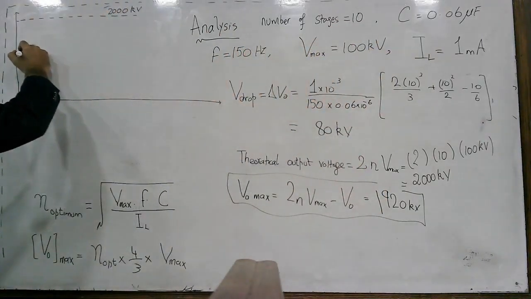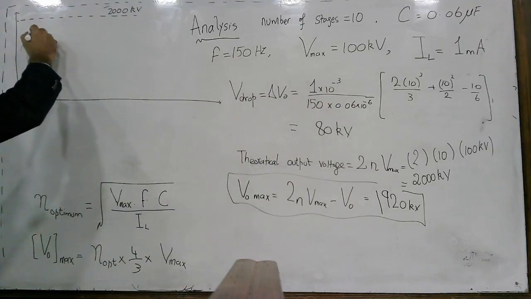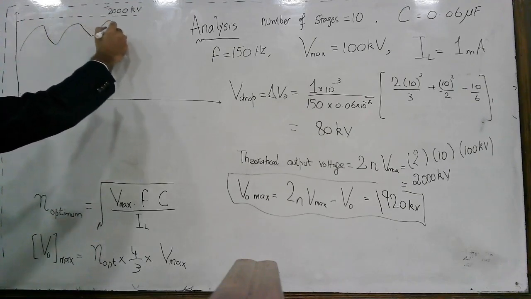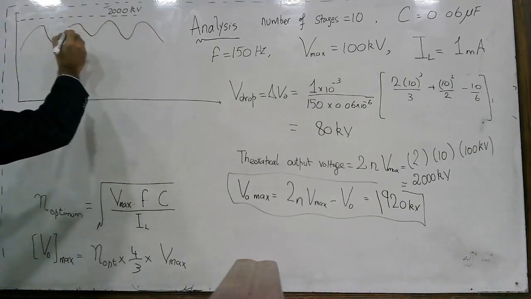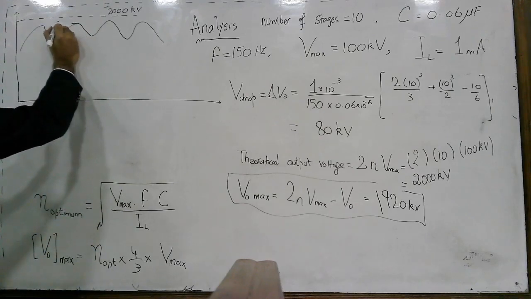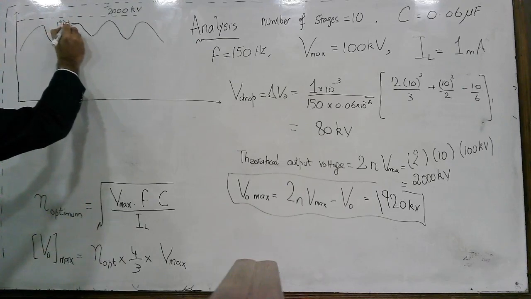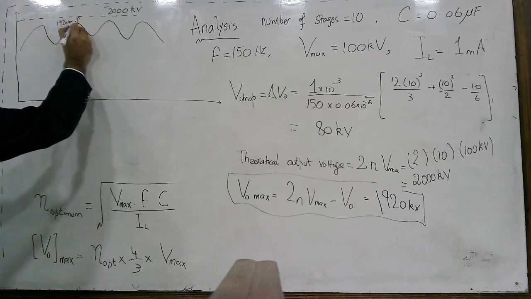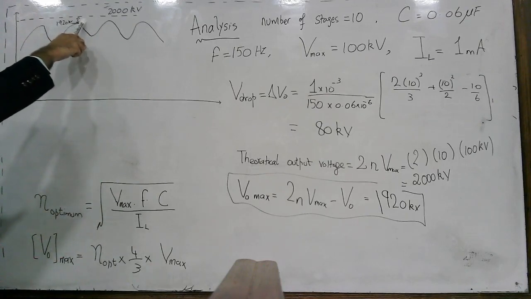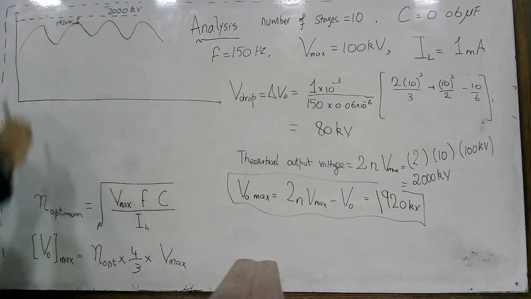So this, as I told you, is the output waveform. The output waveform is like this. So this value is equal to 1920 kilovolt. And here is the voltage drop, which is 80 kilovolts.